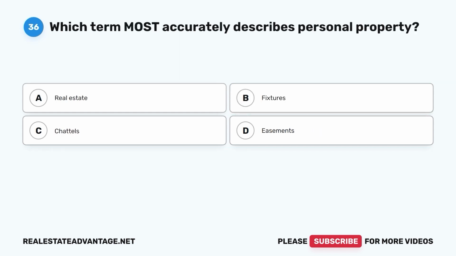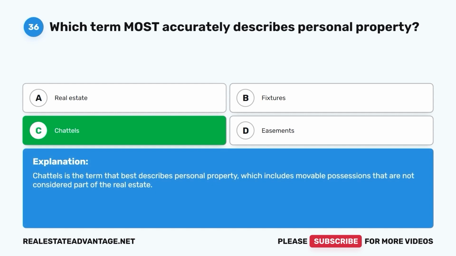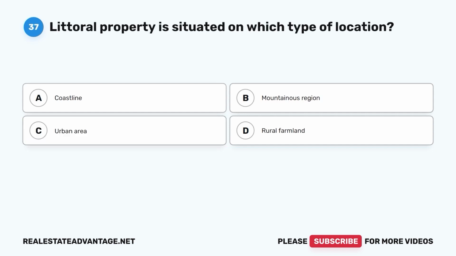Question 36. Which term most accurately describes personal property? A. Real estate. B. Fixtures. C. Chattels. D. Easements. The correct answer is C. Chattels. Chattels is the term that best describes personal property, which includes movable possessions that are not considered part of the real estate. Question 37.